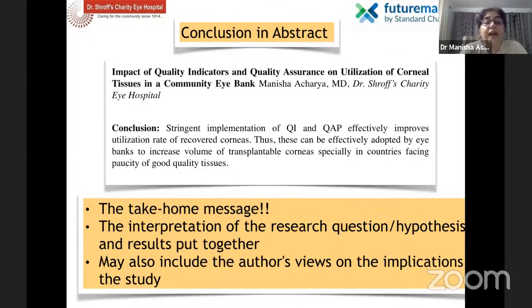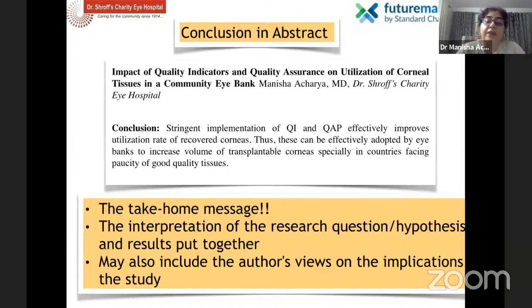Then comes the last but not the least, the conclusion. Again, that's actually the take-home message which you want to give the conference. It should be very apt and pertinent to the conference you're applying to. Like if it's an ARVO conference, it has to be written a little differently because research is the main aim there. If it's an academic conference or other conference, something like an iBanking one, it has to have a more holistic or bigger view.